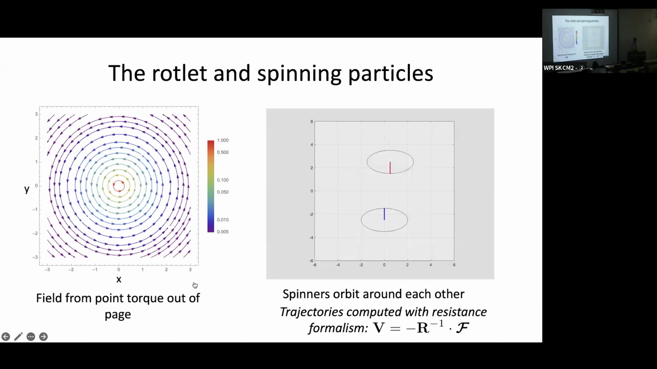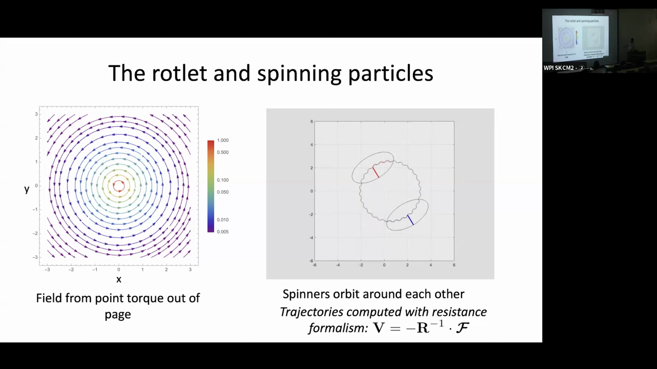This is an interesting thing. These are two spinners, and this is the flow due to a point torque. Well, we have 2 point torques here, or 2 external torques acting on each spinner. So you can expect from this that they'll rotate around each other, and that's what they do. They rotate around each other. And this is all with that resistance formalism that I discussed earlier, all done with that BEM-lib library that you can download, thanks to Professor Pozrikidis. To get the velocity at every time step, you just compute the resistance matrix, invert the resistance matrix, multiply by the generalized force, which includes the torque on each swimmer.